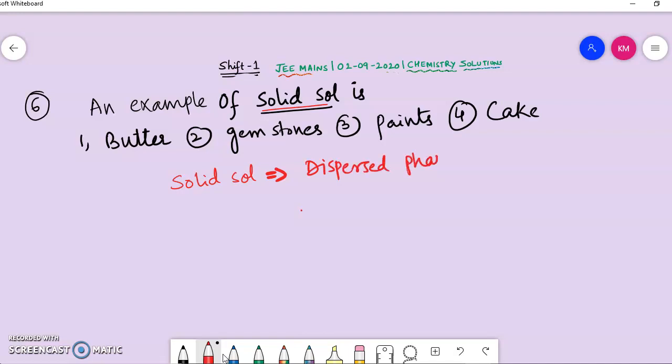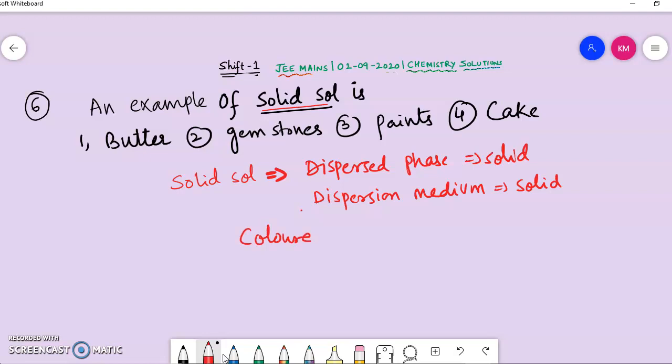Dispersed phase is solid, as well as dispersion medium also solid. Solid dispersed in solid is nothing but solid sol. So for that, the best example is some colored glass. You can take it, right? Gemstones also can be taken as an example of solid sol. So option 2 is the correct answer, guys. Hope you understand the point.